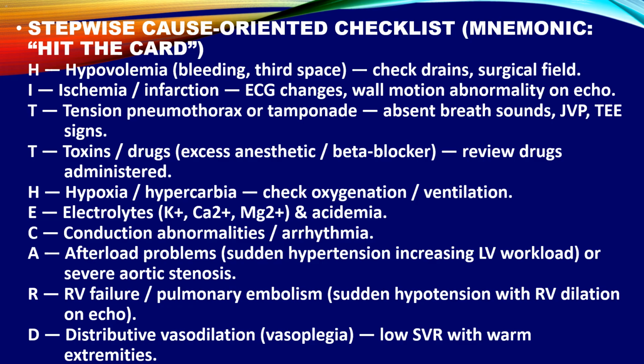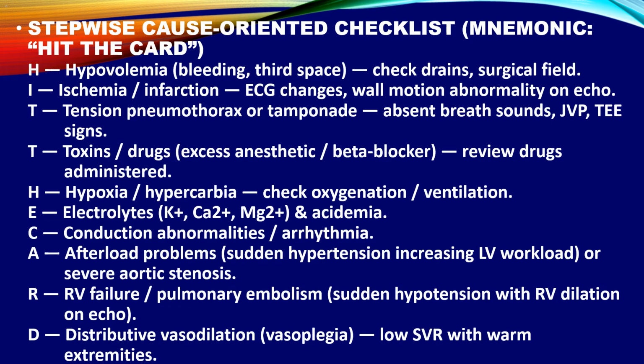1. H. Hypovolemia. Check for bleeding or third space fluid loss by examining drains and the surgical field. 2. I. Ischemia, infarction. Look for ECG changes or wall motion abnormalities on echocardiography indicating myocardial ischemia or infarction. 3. T. Tension pneumothorax or tamponade. Identify signs of tension pneumothorax, absent breath sounds, or tamponade, elevated JVP, Beck's triad signs.